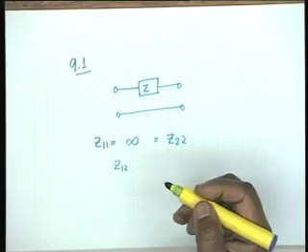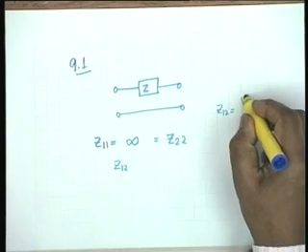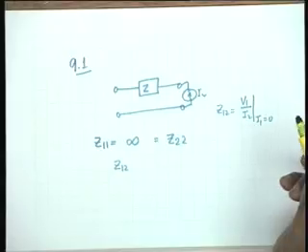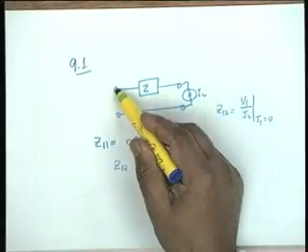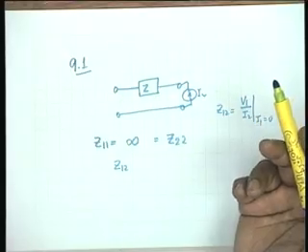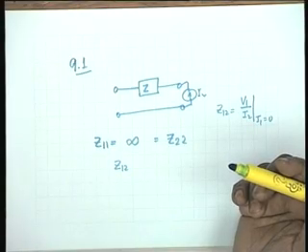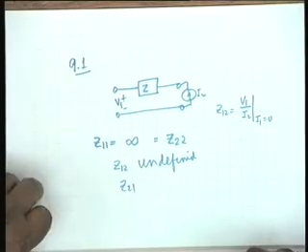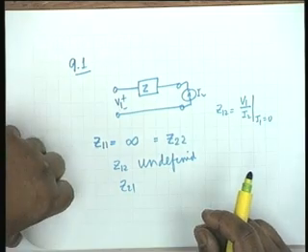What about Z12? Z12 by definition, what is the definition? V1 by I2 with I1 equal to 0. So, if I connect a current source I2 and measure the voltage here, no current flows, the current source is ineffective and therefore V1 is 0, I2 is finite. I2 is 0, V1 is also 0. Okay, so it is undefined and therefore Z12 is undefined, so is Z21, they are equal, they are reciprocal, and therefore we cannot find out the Z parameters of this. Our conclusion is Z parameters are not defined.